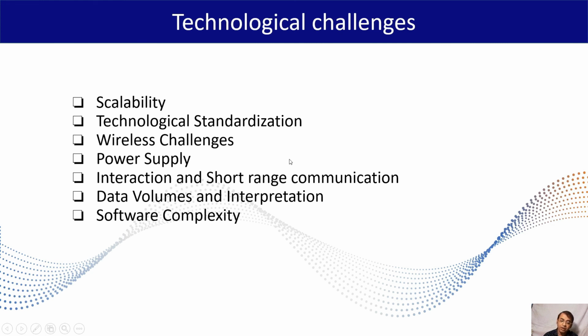Power supply: most IoT devices run on power backup, so implementing high computational algorithms in IoT networks or devices is difficult. Interaction and short range communication is also another challenge. Data volumes: IoT generates lots of data, so it is sometimes difficult to store, process and interpret it. Software complexity: if we have to use complex software, that is sometimes very challenging, because of the need to train people to use it properly. Thank you.